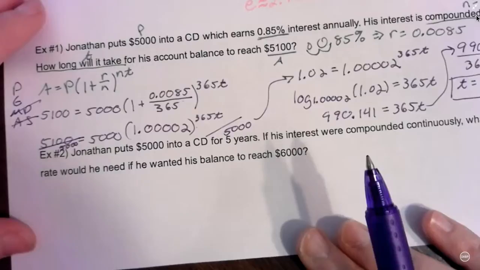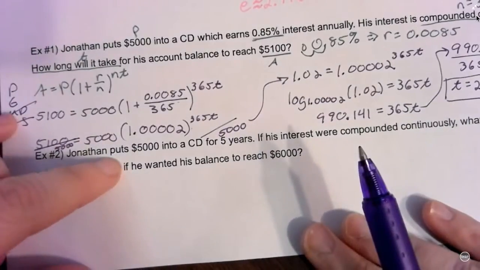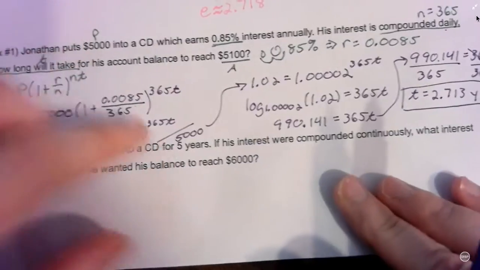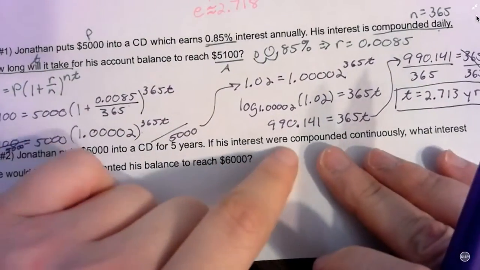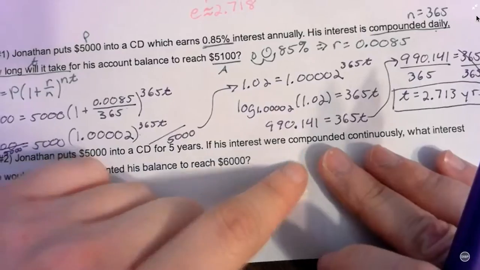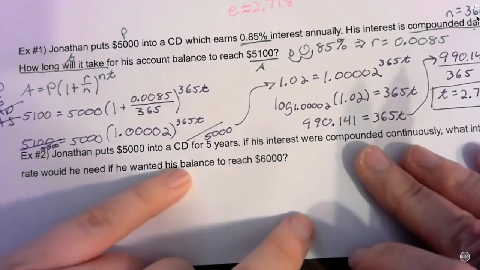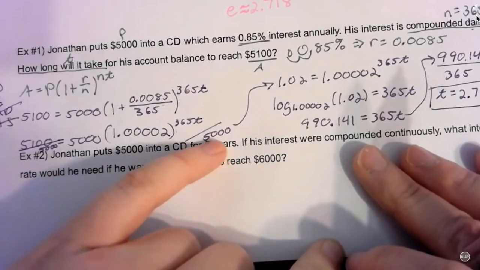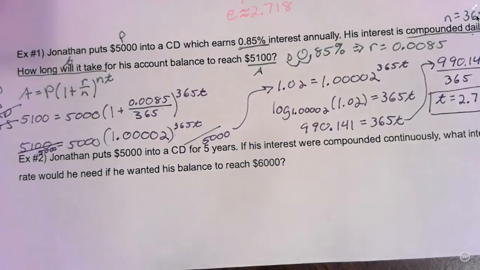Finally, our last example. Jonathan puts $5,000 into a CD for 5 years. So, he's doing the same thing. Now he got super lucky. His interest is compounded continuously. So what interest rate would he need if he wanted his balance to reach $6,000 after 5 years? So he wants to earn $1,000 in 5 years just by having his money in an account. Can't we all be so lucky?